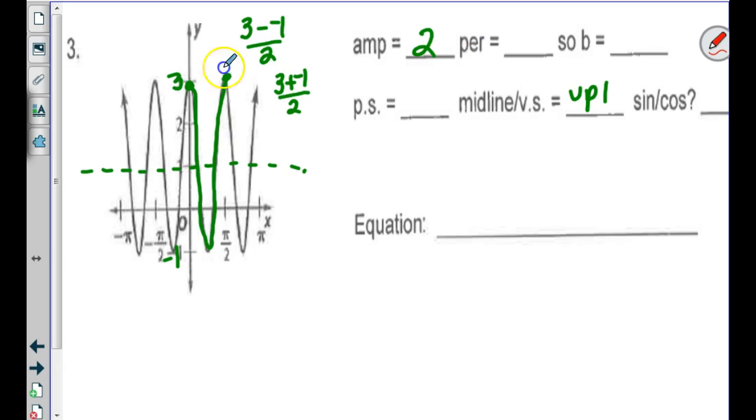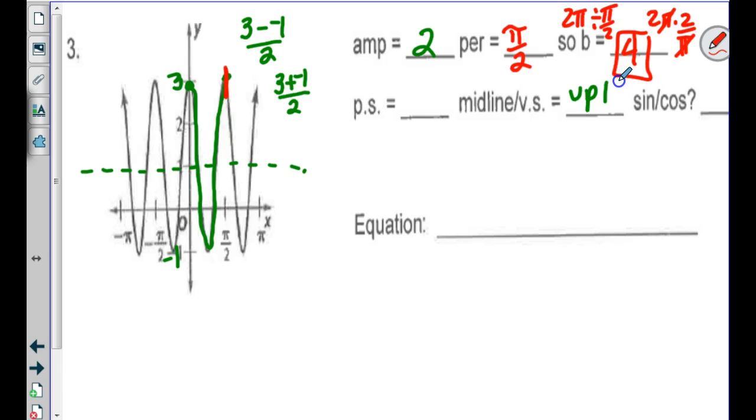All right, the period, how long did it take to finish the cycle? So B is 2 pi divided by pi over 2, or 2 pi times 2 over pi, which would be straight up 4.